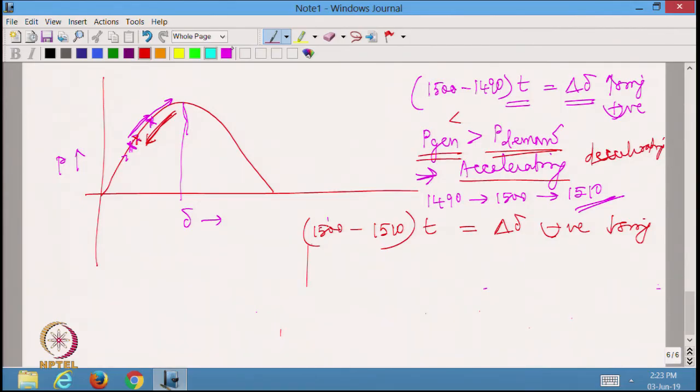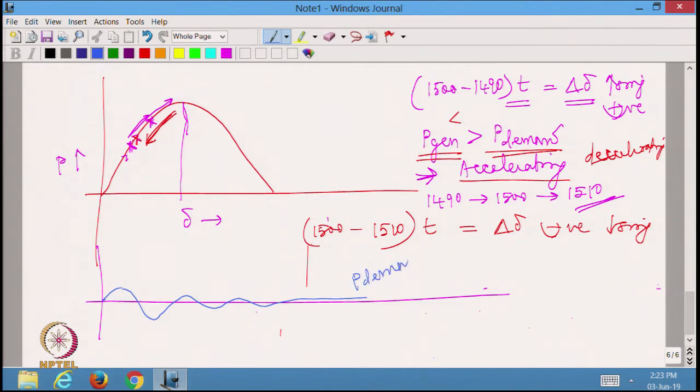So, what will happen is, you will see that under this condition, delta probably was at 5 degrees, it increased, then it will decrease, then increase, decrease and settle at a particular value. Whatever is the value at which P demand will become equal to P generated. So, this is essentially delta variation versus T, right. You can even call it as delta delta versus T, that is also fine.